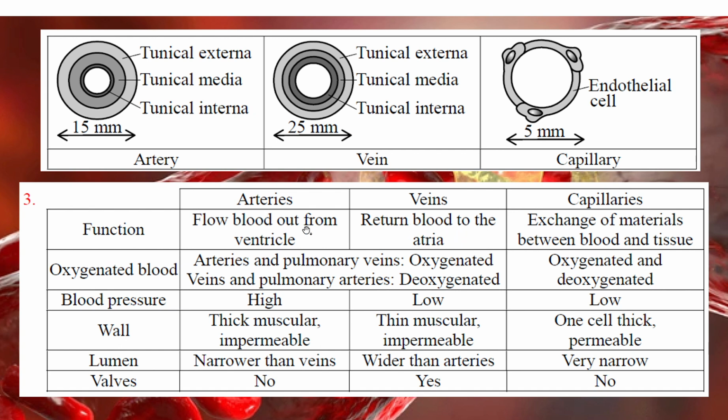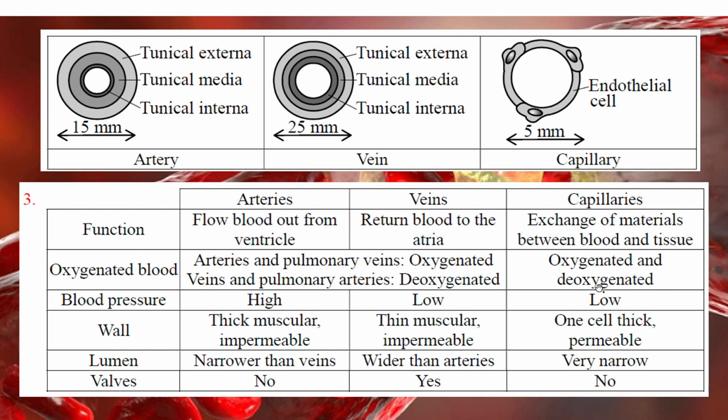Okay, that means the blood flows out from the heart and then returns back to the heart. And for the capillary, it's the exchange of material between the blood and the tissue. About oxygenated or deoxygenated, it depends on whether the blood comes from the lung or is going to the lung. For the capillary, before going to the tissue it is oxygenated, and after going through the tissue it is deoxygenated.